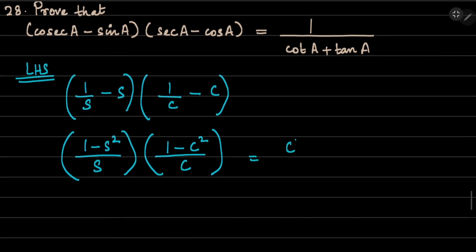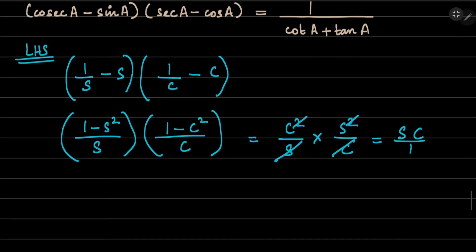What is 1 minus sine square? It is cos square by sine multiplied by sine square by cos, right? So what you have here is just sine into cos. Am I correct? But what do you need here? You need 1 over cot plus tan. So what I'll do is I will multiply. I'll convert this 1 into sine square plus cos square. So this I can write as sine A cos A divided by sine square A plus cos square A. 1 is nothing but sine square plus cos square.